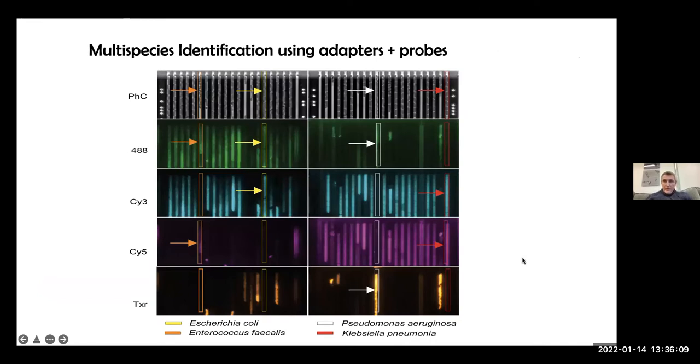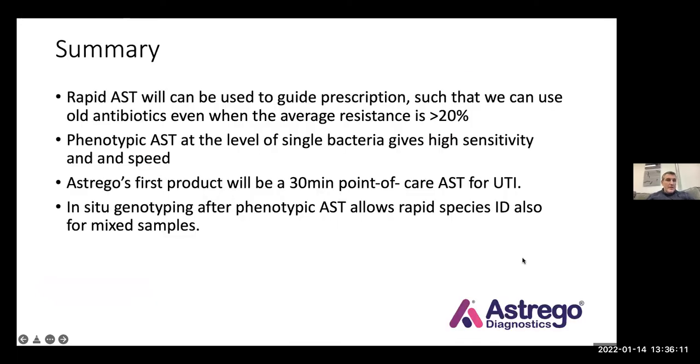I think that was it. So, in summary, we find that we can use rapid AST to guide prescription, so we can make a 30-minute test, and that should make it possible then to use old and inexpensive antibiotics, even when the resistance levels go over 20%.